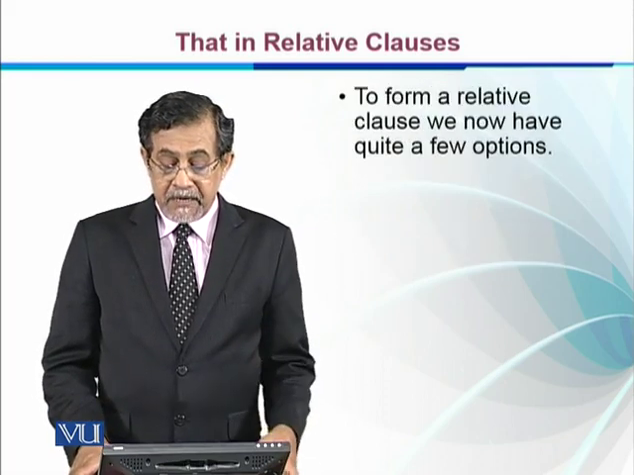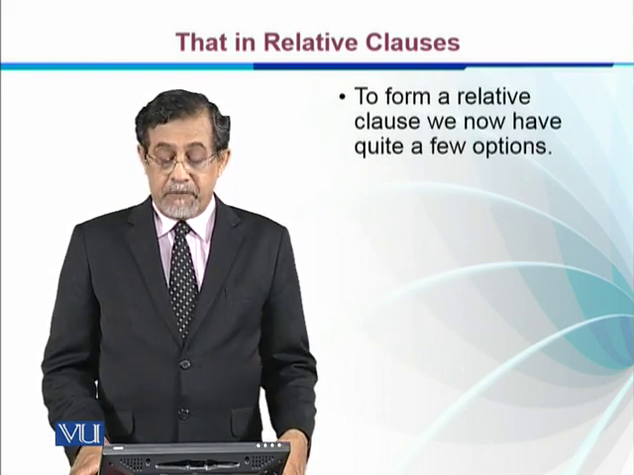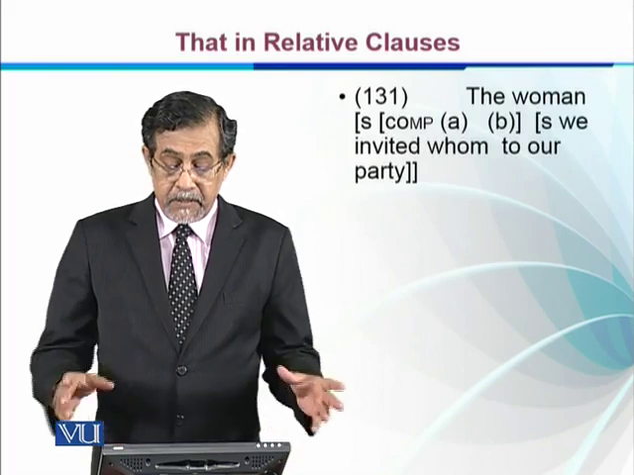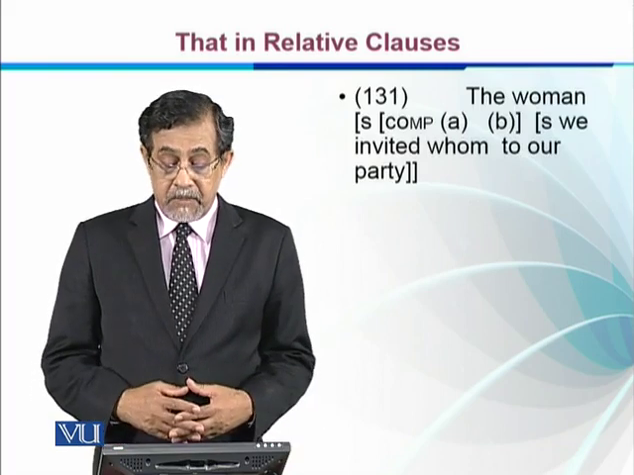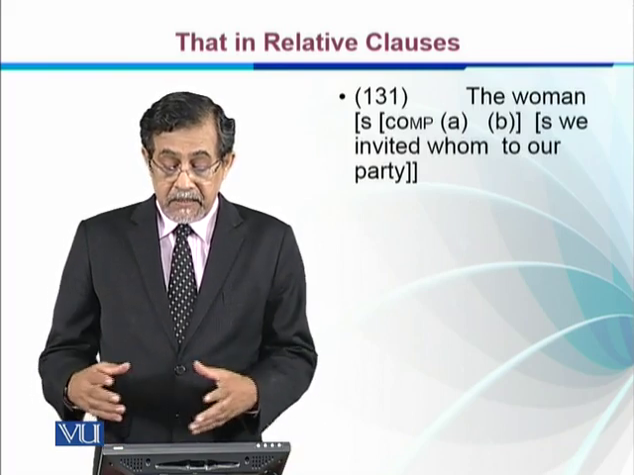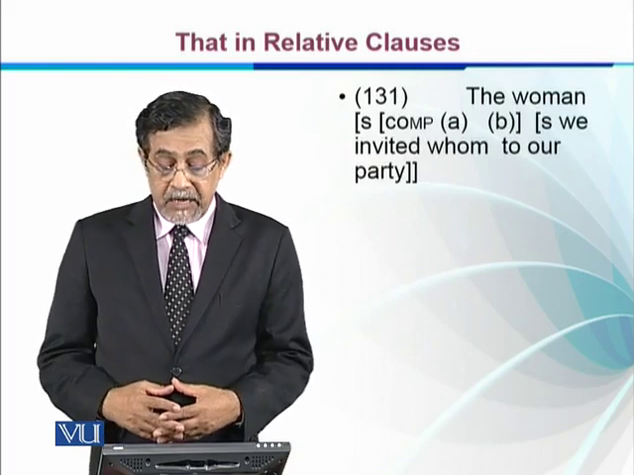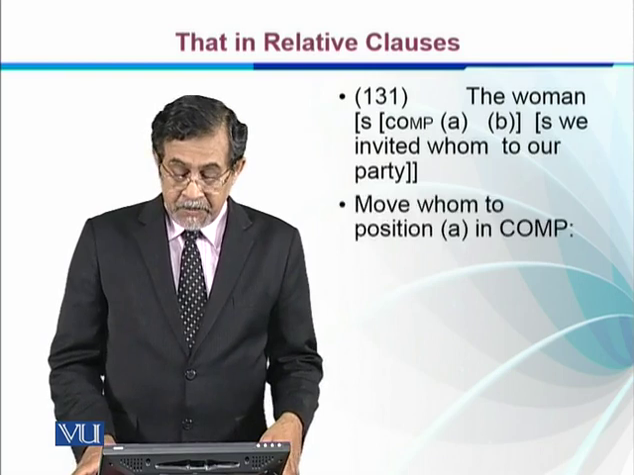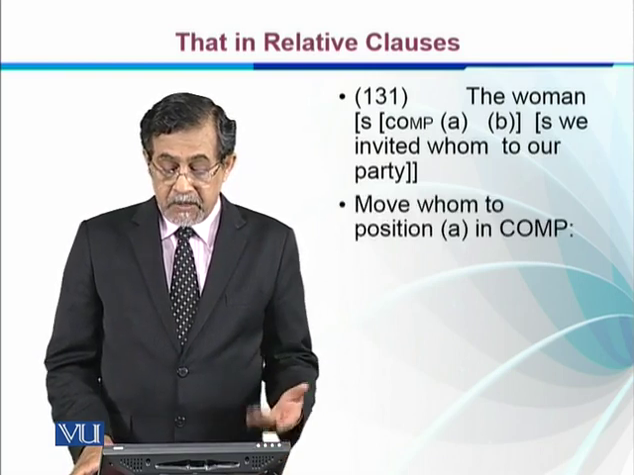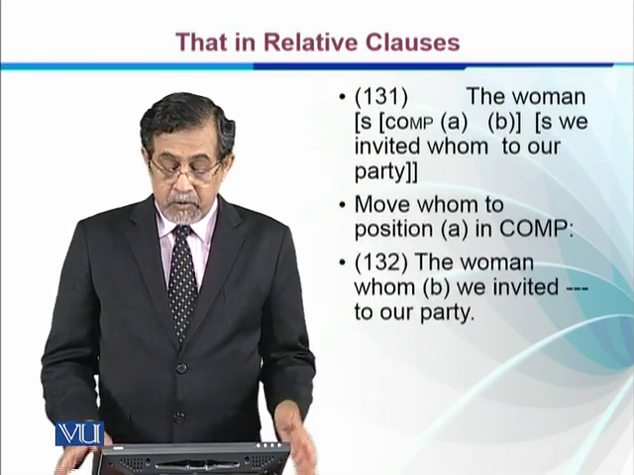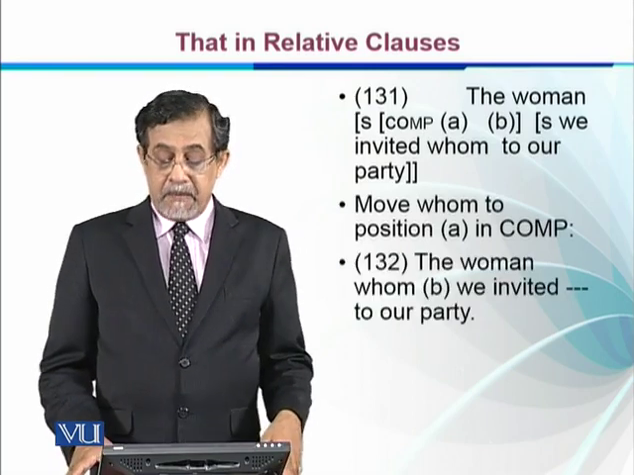So to form a relative clause, we now have quite a few options. Take the following underlying structure: the woman, then we have sentence bar, complementizer, A and B, we can have which and that, and we invited whom to our party. So move whom to the position in complementizer, so we can have both together. The woman whom we invited to the party.